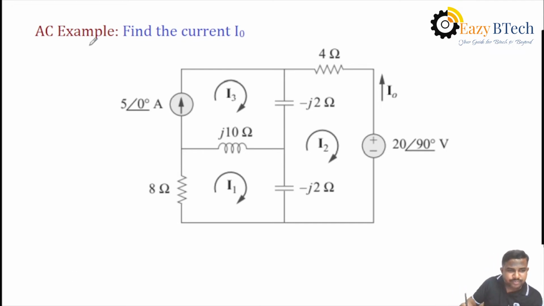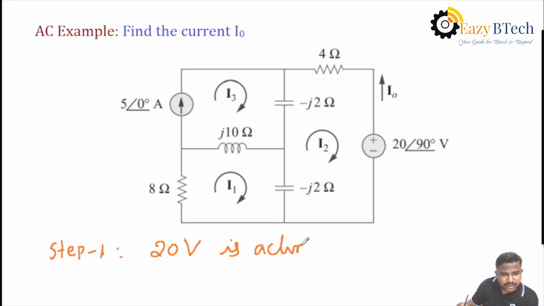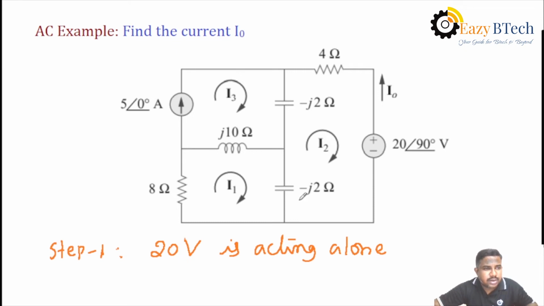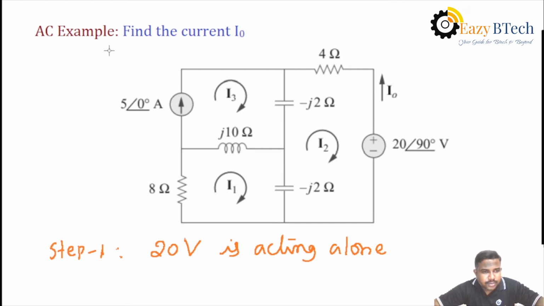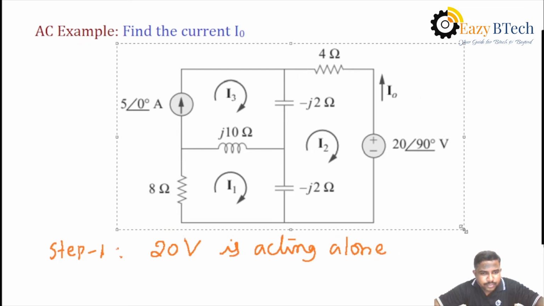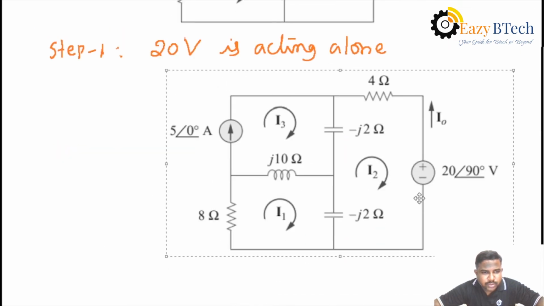What is step 1? The first step is to consider only the 20 volt source. The 20 volt source is acting alone. That is, you can eliminate the other source. In the circuit, what is the other source? The current source. Then again, you can draw the equivalent circuit from the given circuit.